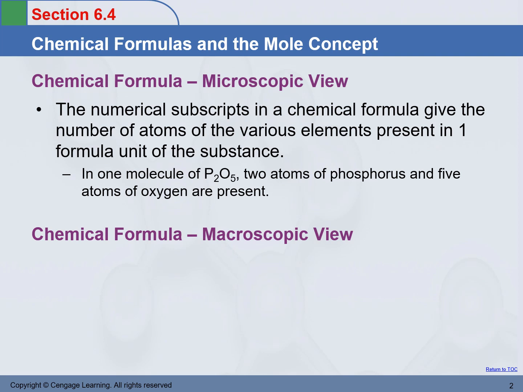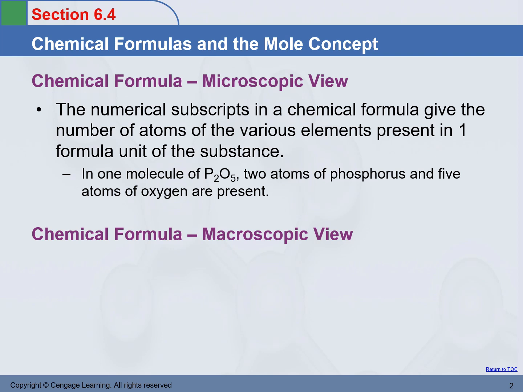Oh, we know this. We learned this a long time ago. This is how we looked at a chemical formula when we first introduced the chemical formula. So the so-called microscopic view of a chemical formula is no different from what we learned before. We are looking at the formula as a molecule or a formula unit. The subscripts tell us how many atoms are there in that unit.